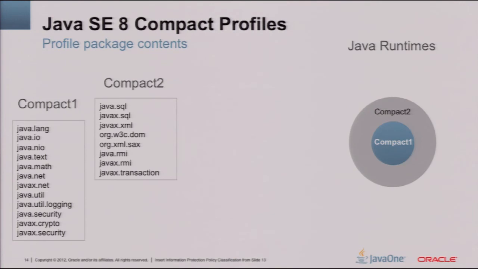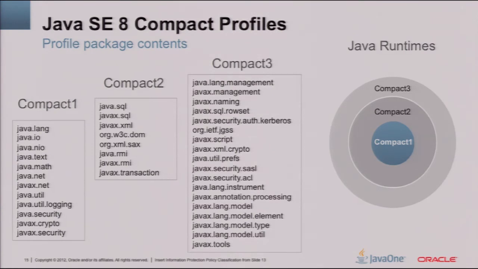Now, Compact 2 has all of the packages that are in Compact 1, but we're adding a few additional packages similar to the CDC optional packages. java.sql, we're adding JDBC support, RMI support, and transaction APIs are going to be added in the Compact 2 profile. Compact 3, we're adding a lot, pretty much everything else that's in the standard SE set of packages today. We're adding management support and the RowSet APIs, which are not as frequently used in SQL.